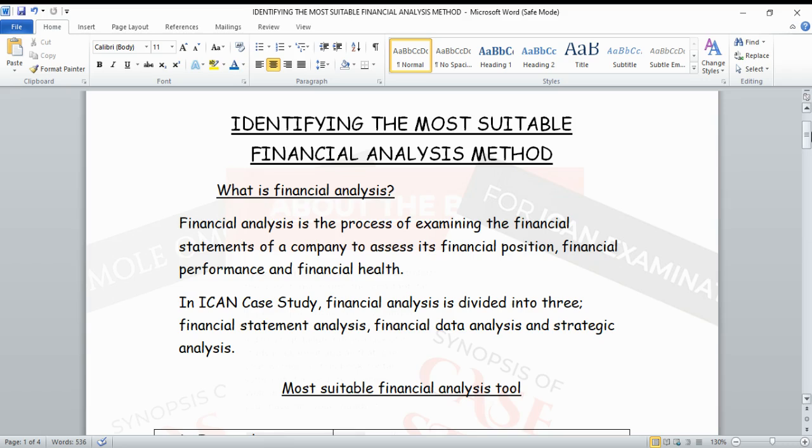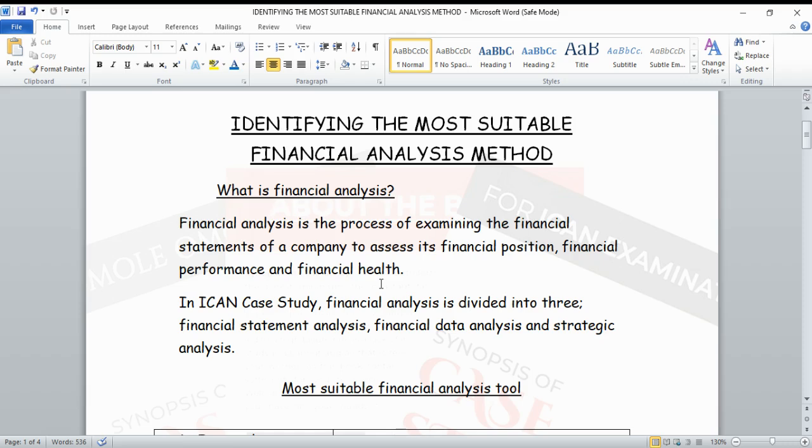All right. So now, identifying the most suitable financial analysis method. What's the most suitable financial analysis method? We're going to be talking about that now. So the first thing is: what is financial analysis? That's the first thing we should talk about, right? Because if we are identifying the most suitable financial analysis method and we don't even know what financial analysis is about, then what are we actually doing? So the first question is, what is financial analysis?